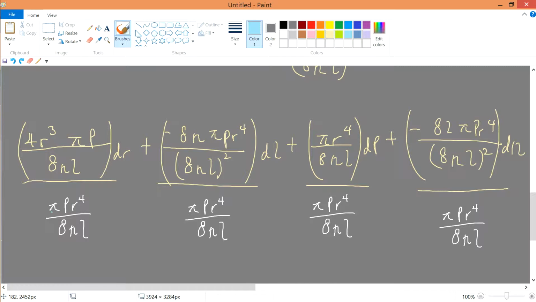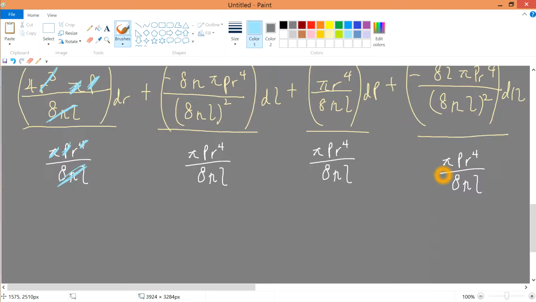Alright, I cancel pi with this pi. I cancel this with the top one, the numerator cancels with the numerator, and the denominator is the same, so they cancel each other. And then I'll have r cubed cancelled, and this one is left with only r. And therefore this term we can happily write down as 4 dr over r.